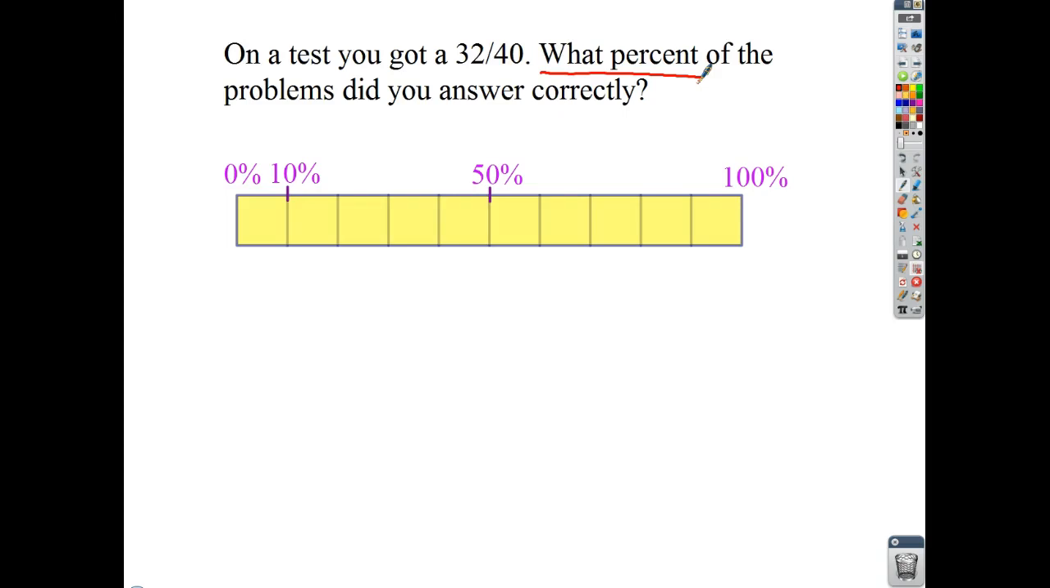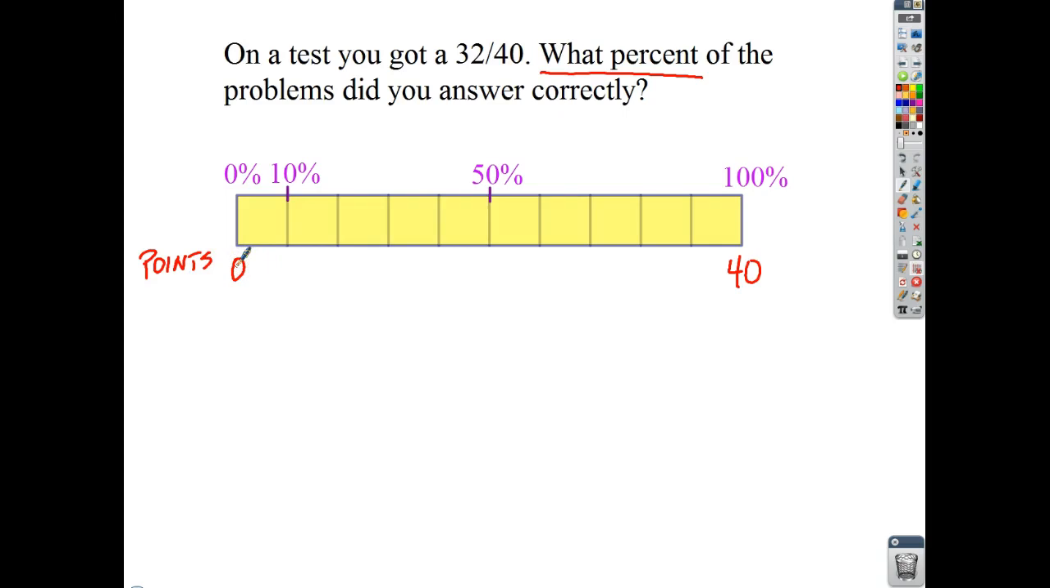So we have to figure out what we know. We know the part and we know the whole. We know the 40 is the whole, right? And we'll call these the points. And we know if we get 0% of those correct, it would be 0 points. So we're working somewhere between 0 and 40.